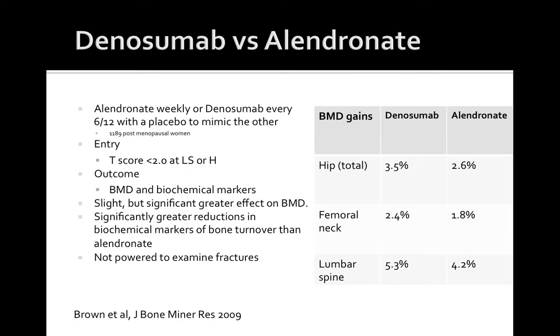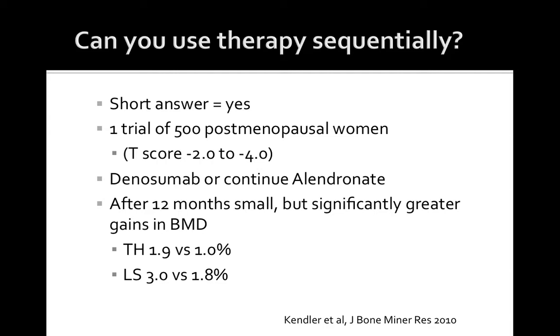And the outcome was really bone mineral density and biochemical markers. There was a slight but significant greater effect on bone mineral density with Denosumab. You can see that in the table on the right there, that Denosumab was ahead on all of those things. And there were significantly greater reductions in biochemical markers of bone turnover than alendronate as well. Unfortunately, it wasn't powered to examine fractures, which is a really big shortcoming given that's what you want to know from a patient point of view.